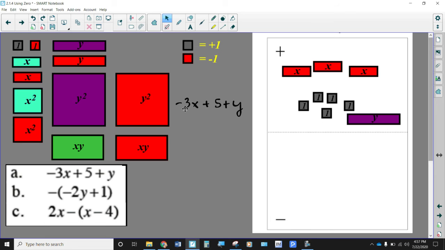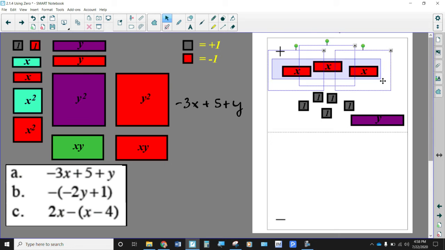Okay, so let's start with negative 3x plus 5 plus y. This is one way to represent this, okay? Now, I'm looking here. I don't see any zero pairs. There's nothing down here. So we're going to have to look for opposites in the same region, and we don't have any opposites in the same region. So for me to rewrite this, I'm just going to kind of rearrange things.